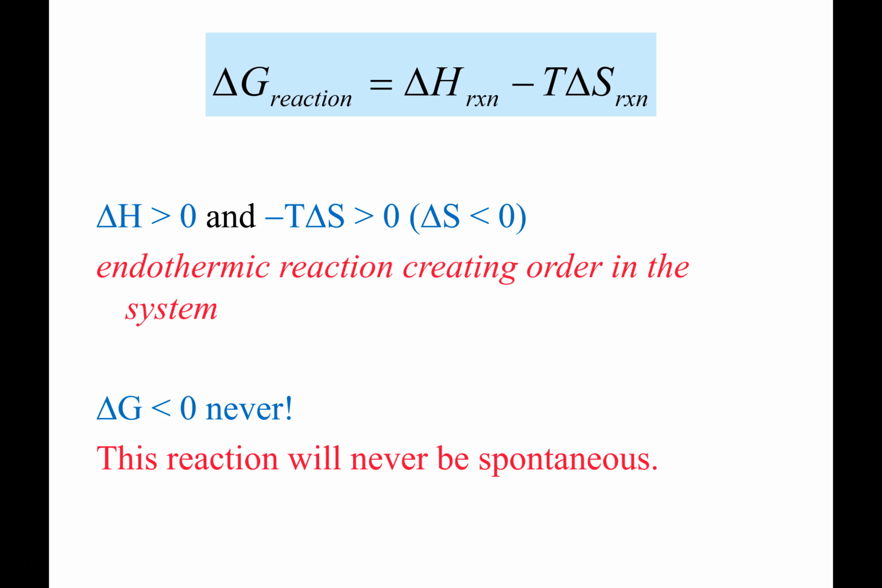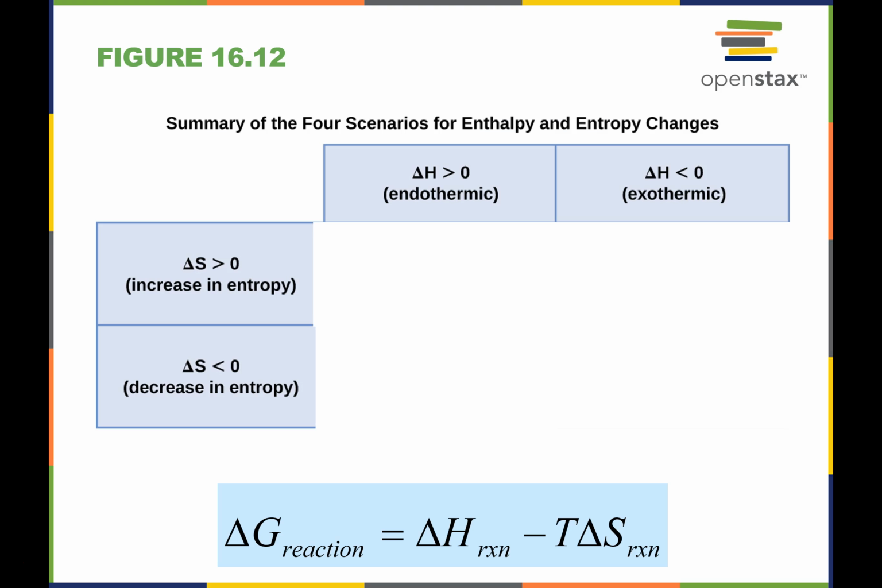So this reaction will never be spontaneous. Makes you want to go out and find an exception, doesn't it? So I like this table from OpenStax, I think. You're going to see the 4 different scenarios. Endothermic, exothermic, let's just put the one that favors. So exothermic favors spontaneity, right? An increase in entropy favors spontaneity.